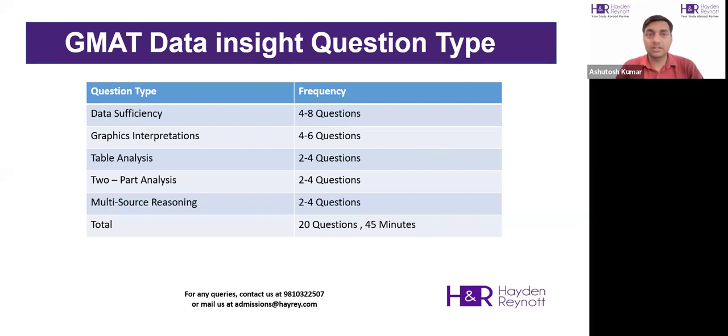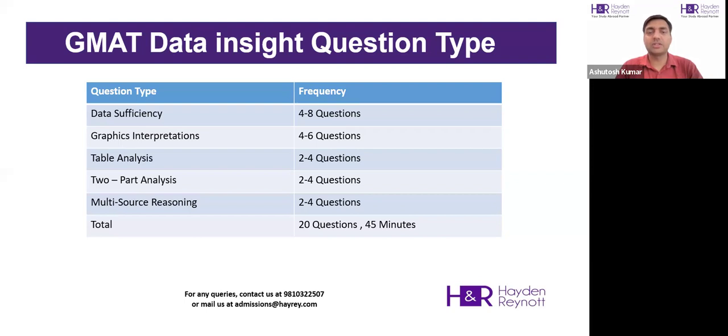What are the different types of questions in data insight that we have to learn and understand? Firstly, we will talk about data sufficiency. From data sufficiency, you have almost 4 to 8 questions. The number of questions is not fixed; a range is given. It can be 4, 5, 6, 7, or 8 questions.